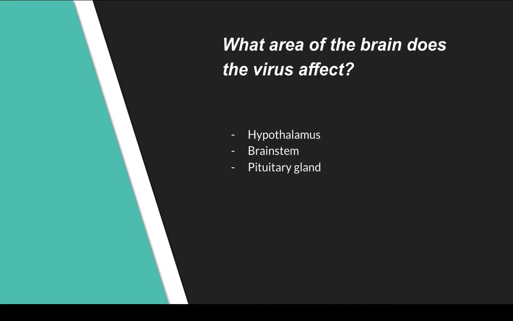What area of the brain does the virus affect? The hypothalamus, the brainstem, and the pituitary gland. Pituitary gland. Sorry guys, I can't pronounce that either.